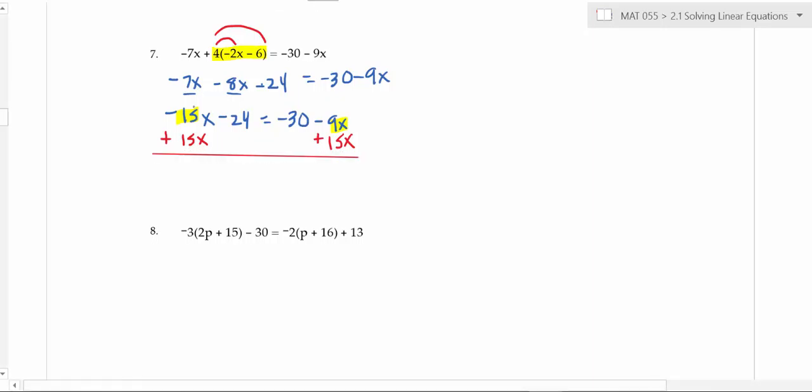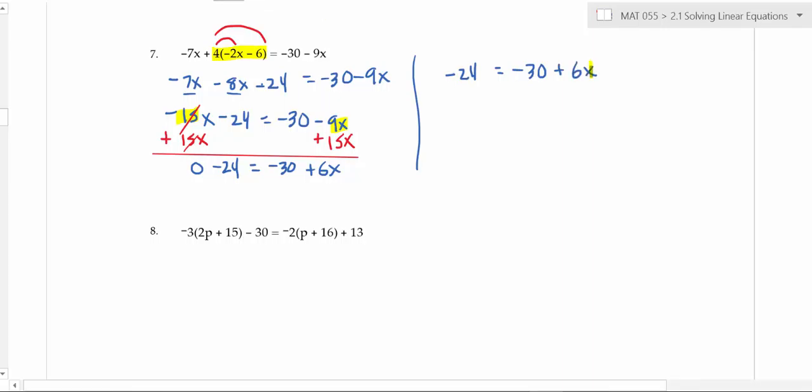Okay, when you do that, that goes to 0. So that's just 0 minus 24. This side is negative 30 and then plus 6x like that. You can do it this way if you want to. Right, so moving it over here, 0 minus 24 is negative 24. This is equal to negative 30 plus 6x.